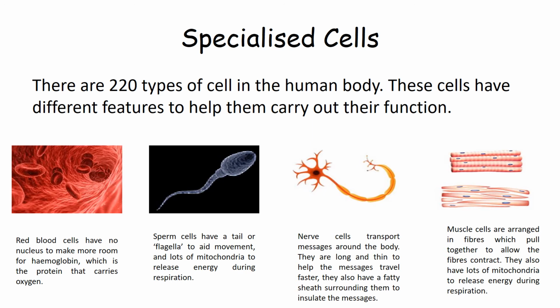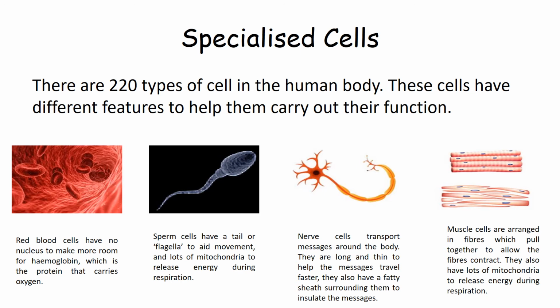Okay, so red blood cells have no nucleus, and this makes more room for hemoglobin, which is the protein that carries oxygen. They are also described as having a biconcave shape, which means they have a little dimple on either side of the cell, and this increases the surface area so they can take in oxygen more quickly.